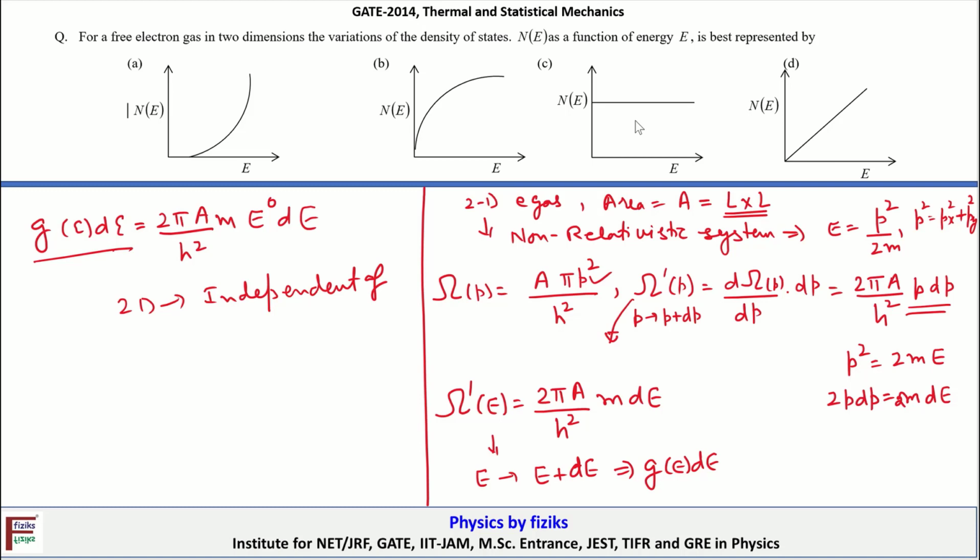It is independent of energy. That means it is simply some constant value. Therefore the best representation is given by option C here. So option C is the correct one.